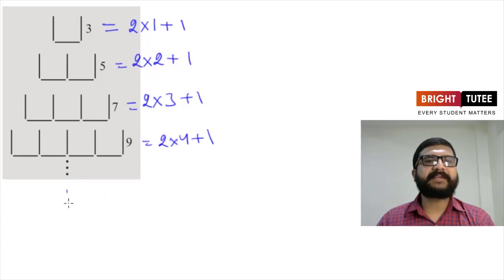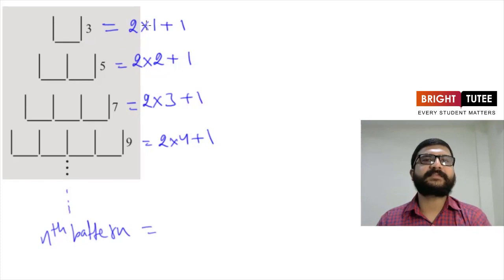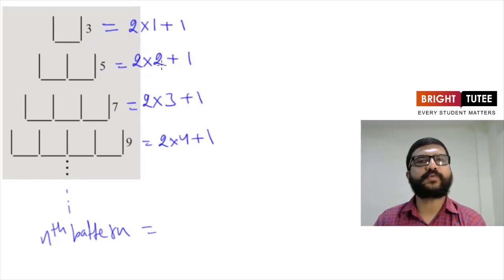Now similarly, can we tell for the nth pattern how many line segments will be required? Now observe carefully. For the first pattern it is 2 into 1 plus 1. For the second one it is 2 into 2 plus 1. For the third one 2 into 3 plus 1.